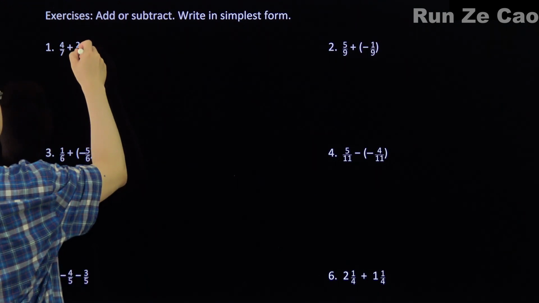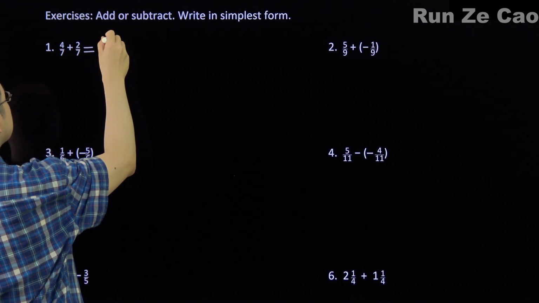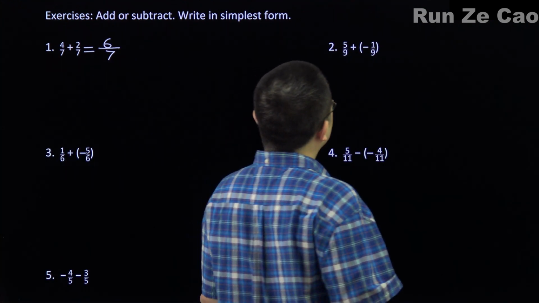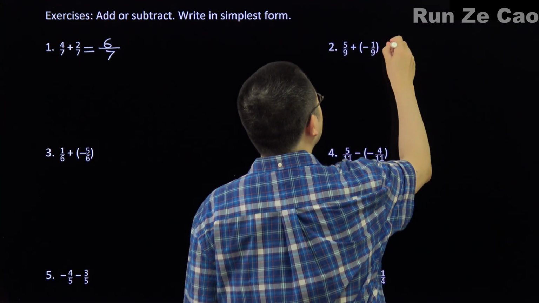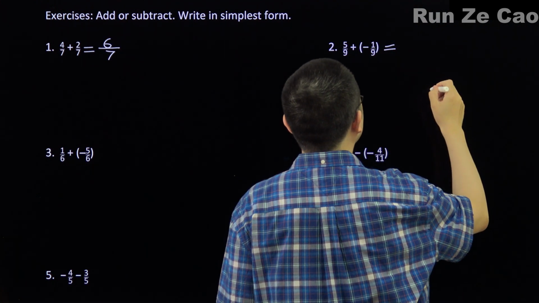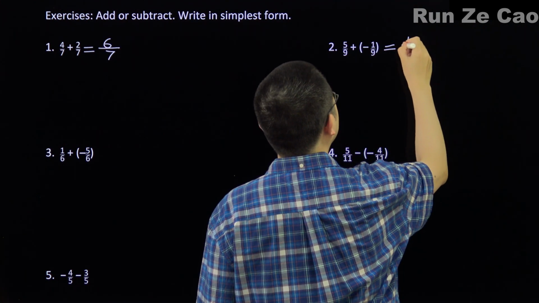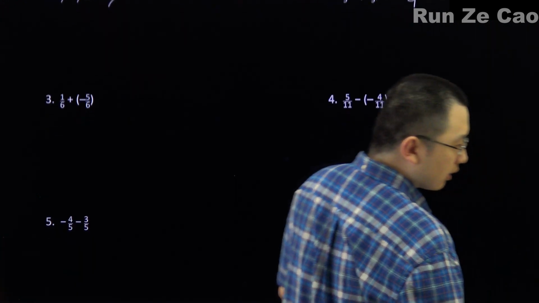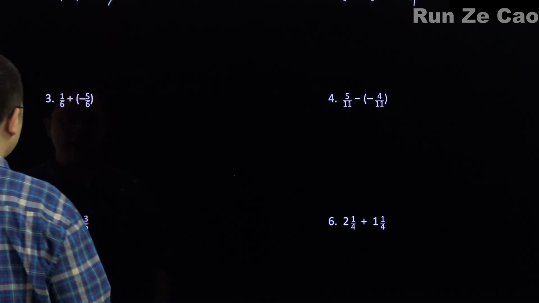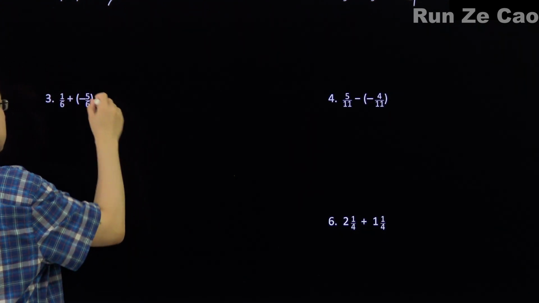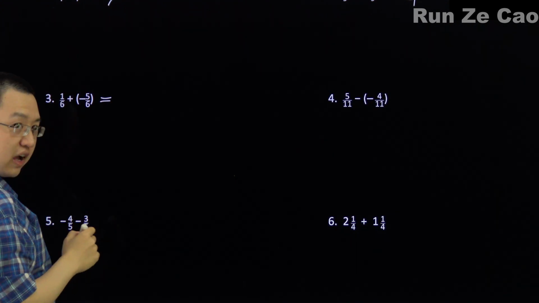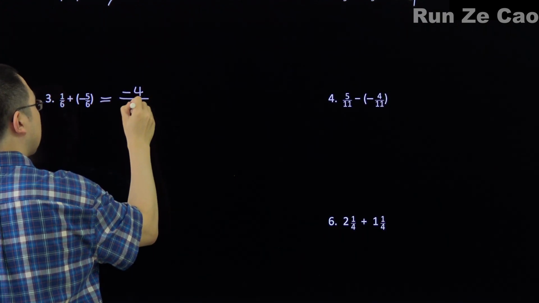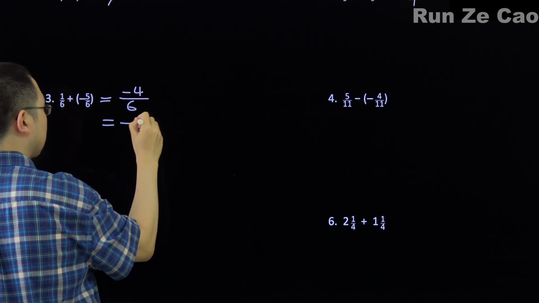Okay, let's add or subtract these and write them in simplest form. 4 over 7 plus 2 over 7 is equal to 4 plus 2, which is 6, over 7. 5 over 9 plus -1 over 9 is equal to 5 minus 1 over 9. So 4 over 9. Now 1/6 plus -5 over 6. That's 1 minus 5 over 6. So -4 over 6, which is equal to -2 over 3.